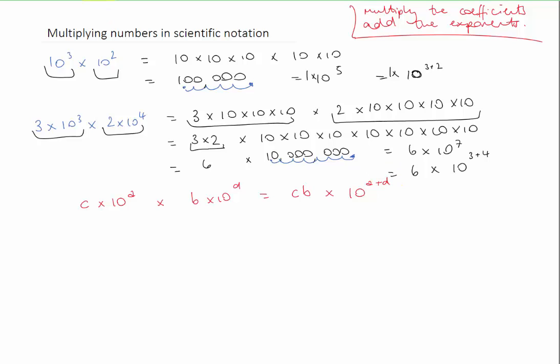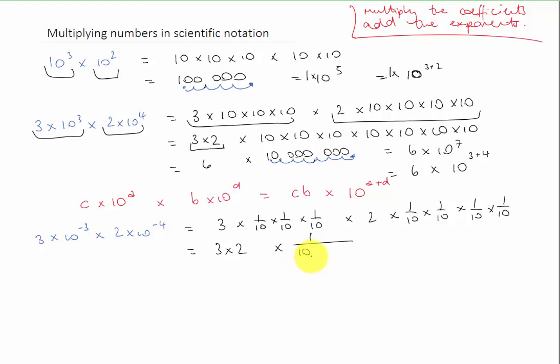Now let's take an example that's using negative exponents and show that it's just the same. So how about if we took 3 times 10 to the power minus 3 times 2 times 10 to the minus 4? We'll just work through it in the same way. So that's 3 times 1/10 times 1/10 times 1/10 times 2 times 1/10 4 times. There we go. And then we can rearrange them. So that's 3 times 2, let's put that at the beginning, times 1 over 10 million. So that gives us 6 times 1 over 10 to the power 7. So that's 6 times 10 to the power minus 7.